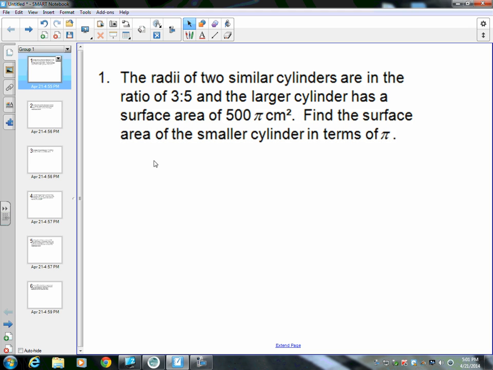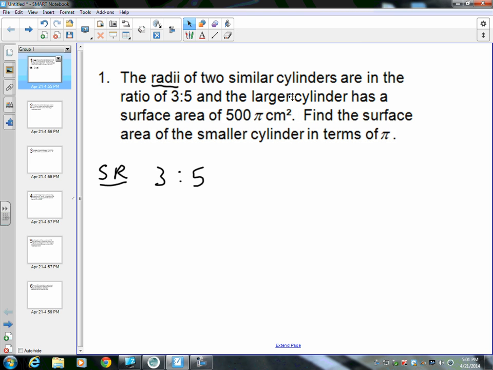So what we're going to do first is use this ratio that's given to us. It says the radii of the two similar cylinders is a ratio of 3 to 5, meaning that is the ratio of our sides, or what we call our similarity ratio. So I'm going to write down SR for similarity ratio. Our similarity ratio is 3 to 5.